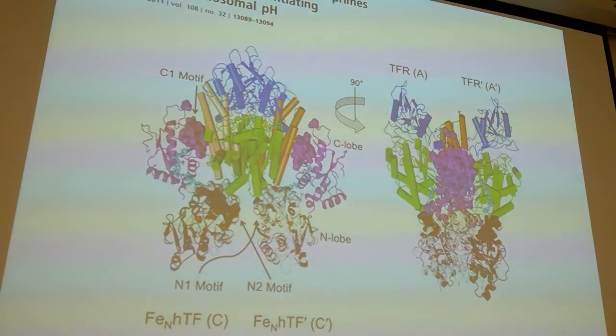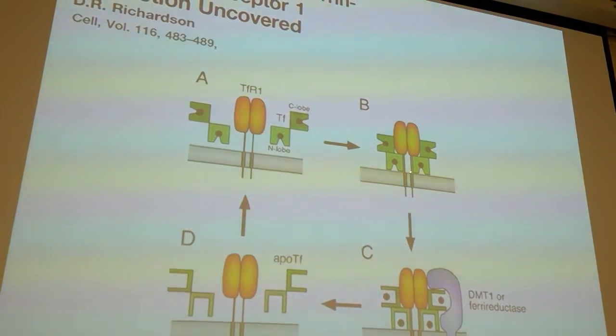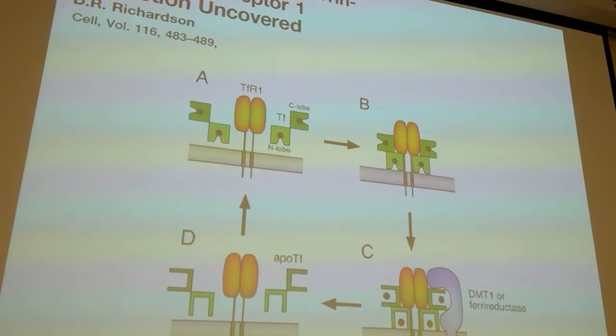This was confirmed by a crystal structure showing the same thing, that you have this transferrin receptor shown here in the center, and it could bind two transferrins, the N and C lobe on one side and the N and C lobe of another transferrin on the other side. So each of those dimeric transferrin receptors can bind two transferrins, which each bind two ferric irons. This was very nicely represented in an illustration aptly titled Mysteries of the Transferrin-Transferrin Receptor 1 Interaction Uncovered. It shows the dimer of transferrin receptor binding to two transferrins, each with two irons attached.